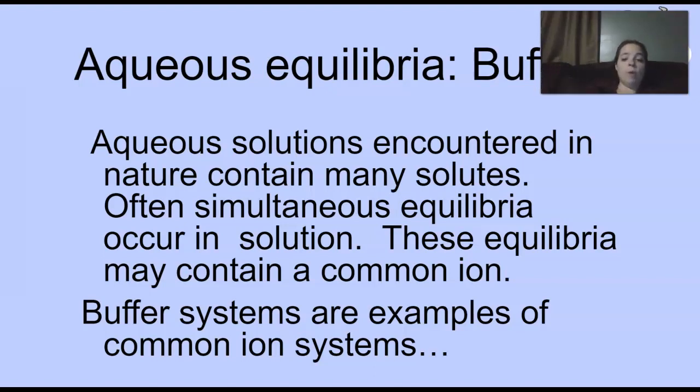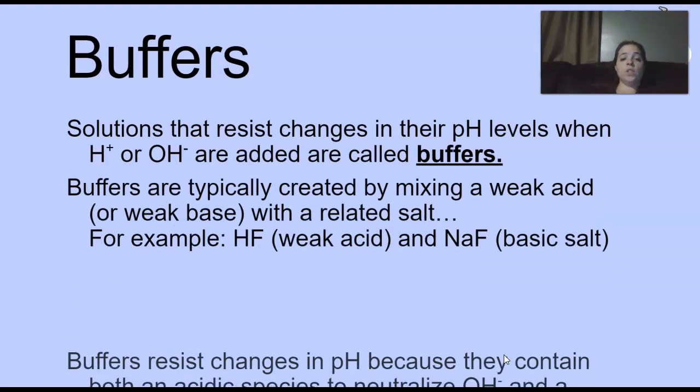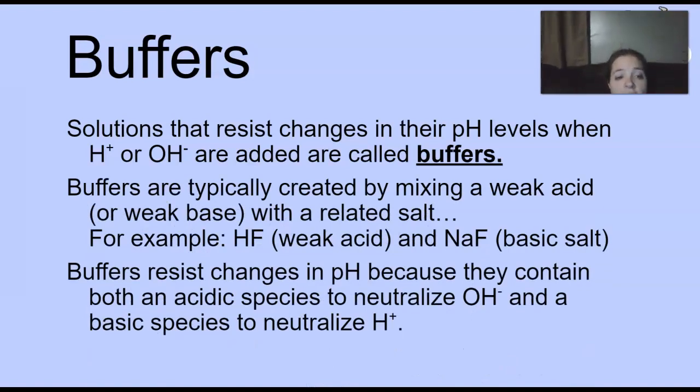What are buffers? Buffers are a system that has just about equilibrium going on, which makes it hard to switch between the two. Aqueous solutions encountered in nature contain many solutes, often with simultaneous equilibria occurring in solution. These equilibria may contain common ions. Buffer systems are examples of common ion systems. Solutions that resist change in their pH when H+ or OH- are added are called buffers. They're typically created by mixing weak acids or weak bases with a related salt.